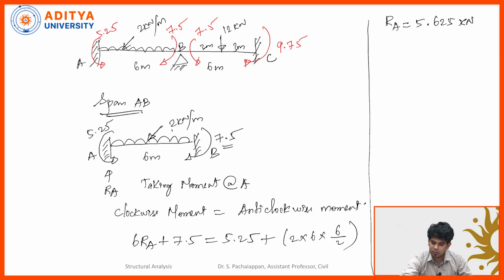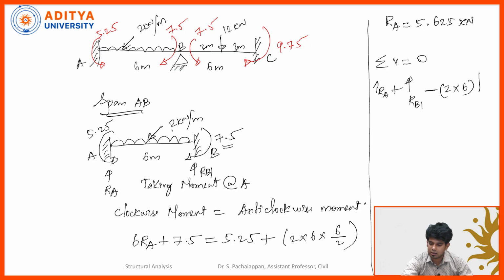5.625 kilonewton. Now I need to use the equilibrium condition, summation of V equal to 0. That means the summation of all the vertical forces equals 0. So what vertical forces are there? RA is acting in an upward direction, plus RB1 also acting in an upward direction. Whatever the reaction force is acting here, that is RB1. And then this UDL acts in a downward direction, which is 2 multiplied by 6, so minus 12 acting downward, equal to 0.